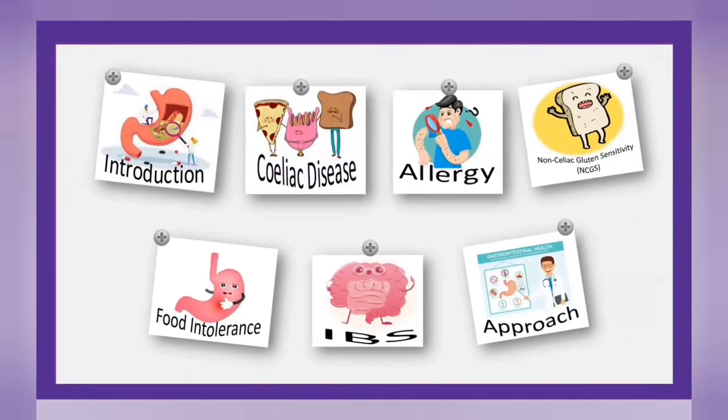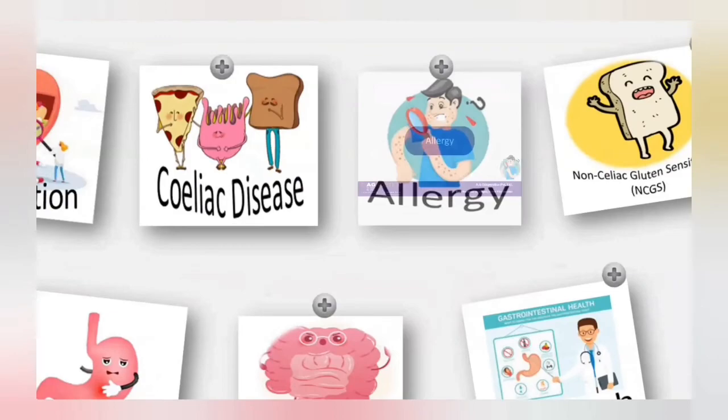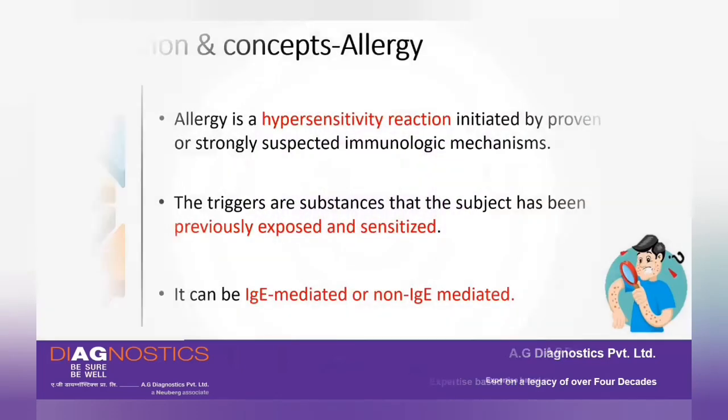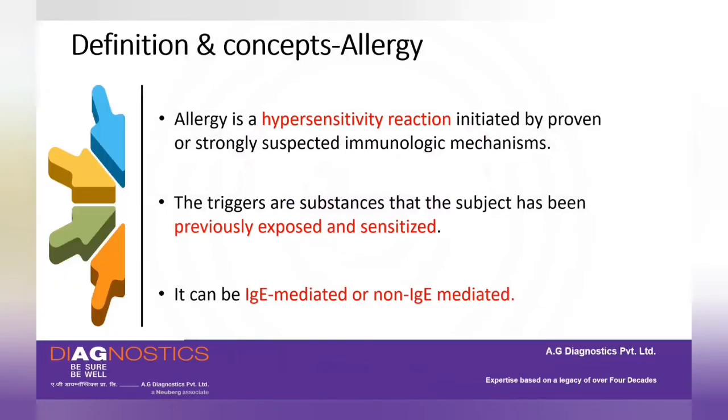Coming to allergy, like we saw in the earlier Venn diagram, the largest group of these will be celiac disease and non-celiac gluten sensitivity. And the third group will be the patients who have an allergy towards either wheat or gluten. So allergy is a hypersensitivity reaction initiated by proven or strongly suspected immunological mechanisms. The triggers are substances that the subject has been previously exposed to and sensitized. They could be food, inhalants, or even contact through the skin. Allergy can be either IgE mediated or non-IgE mediated.